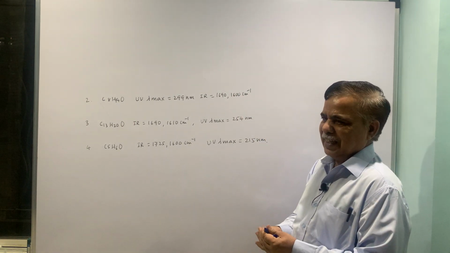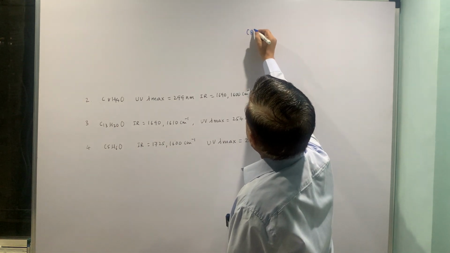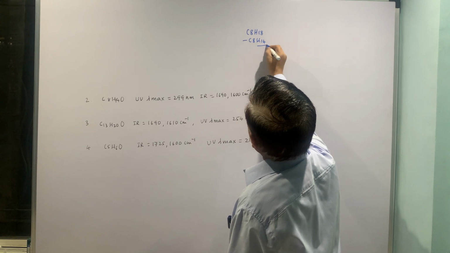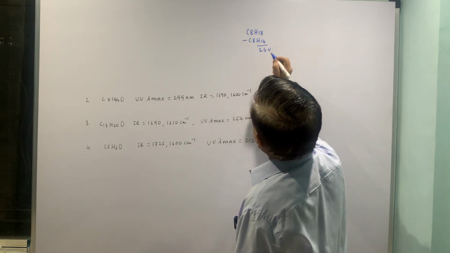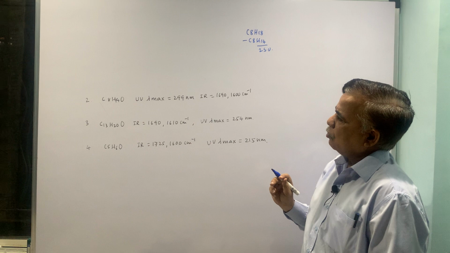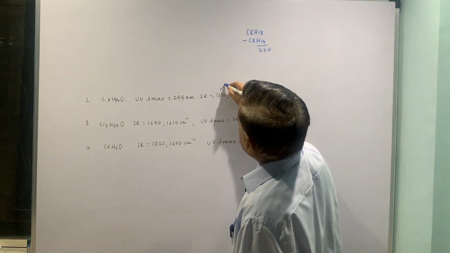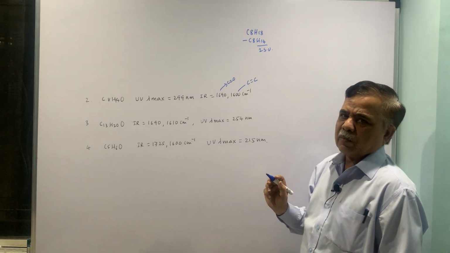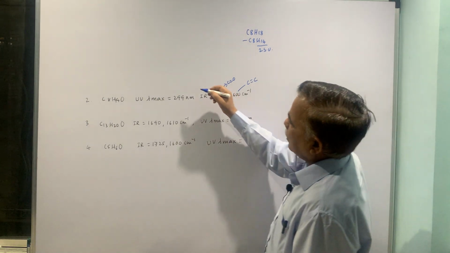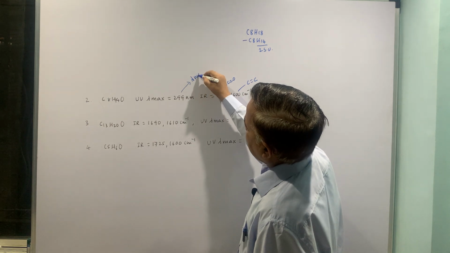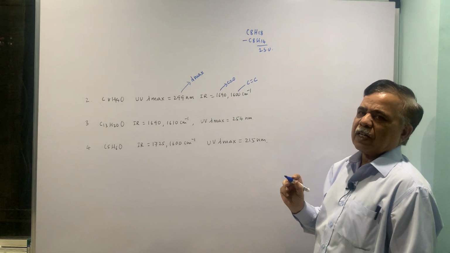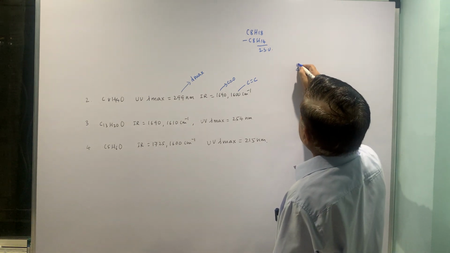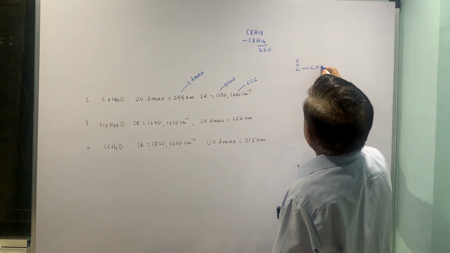C8H14O, C8H18 minus C8H14. So two sites of unsaturation. Now two sites of unsaturation, if you look at this is carbonyl, this is C=C, so it is a conjugated carbonyl compound, and this is the lambda max. We have to put the structure accordingly. So two sites of unsaturation, I will put a template here.